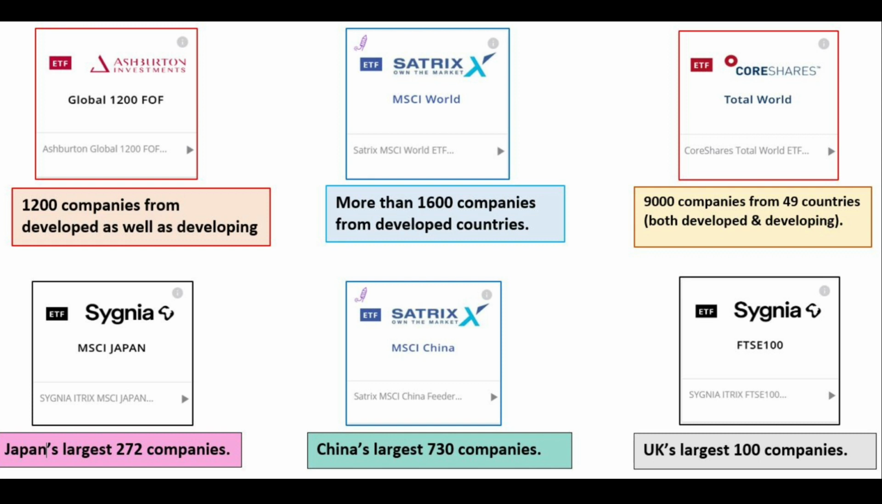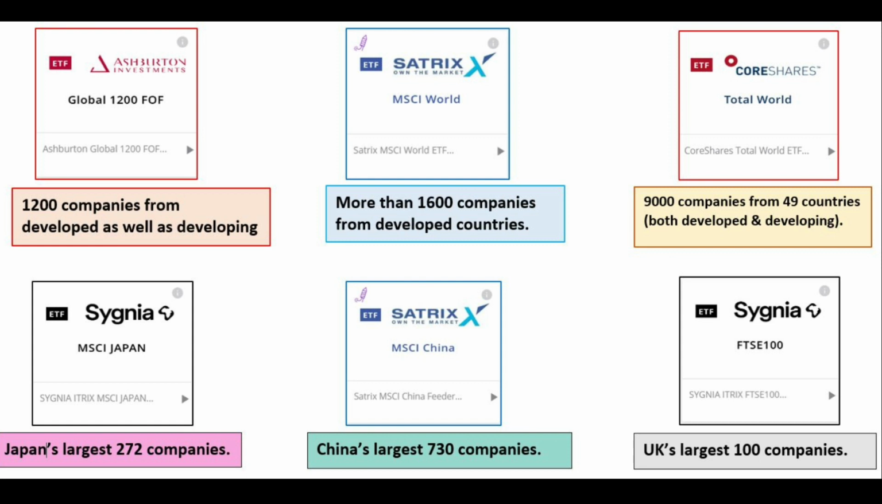Then we have the Sygnia MSCI Japan ETF. This ETF is composed of Japan's largest 272 companies. We've got the Satrix MSCI China, which is an ETF made of China's largest 730 companies. And we've got the Sygnia FTSE 100, which is an ETF of UK's largest 100 companies.